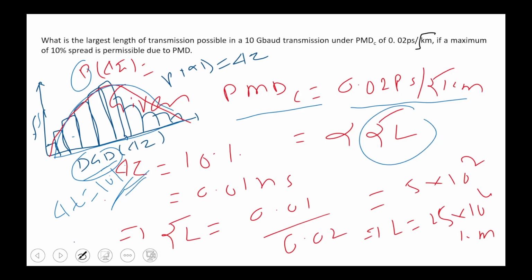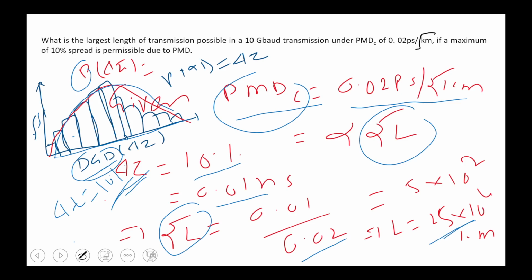So delta T, given as 10%, we calculate as 0.01 nanosecond in that case. From that delta T and from that PMD, we have the formula that root length square can be 0.01 times PMD, the propagation mode delay dispersion. That we can calculate. So this will come around 25 into 10 for 10 kilometer per second.